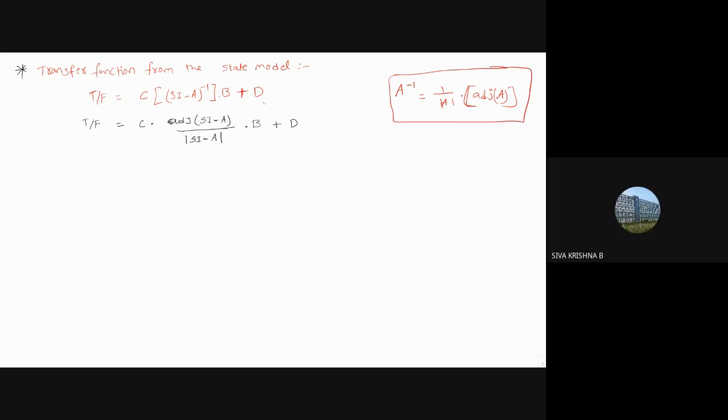So one thing you have to observe is, from the given transfer function, what is A, what is B, what is C, what is D. How do we observe them? You already know that x dot equals Ax plus Bu and y equals Cx plus Du. Based on these two, we will find A, B, C, D matrices. Okay.